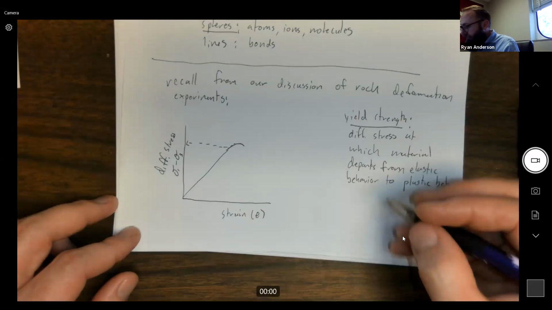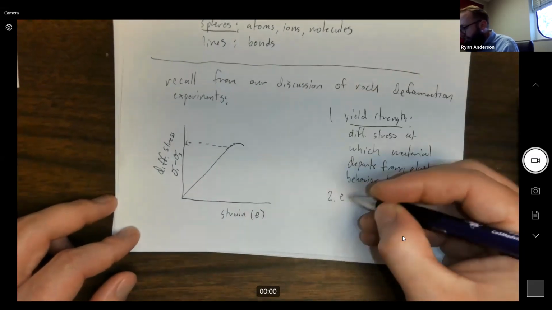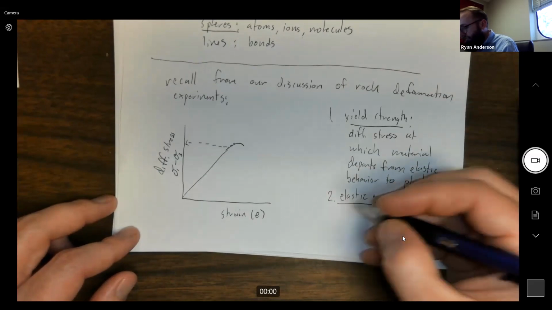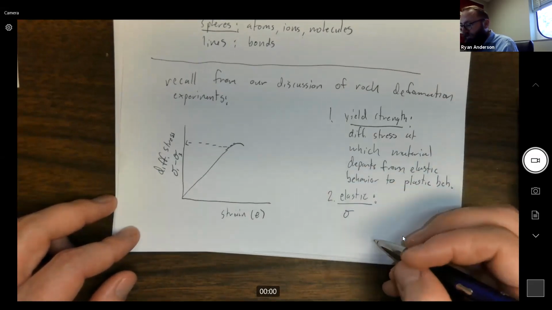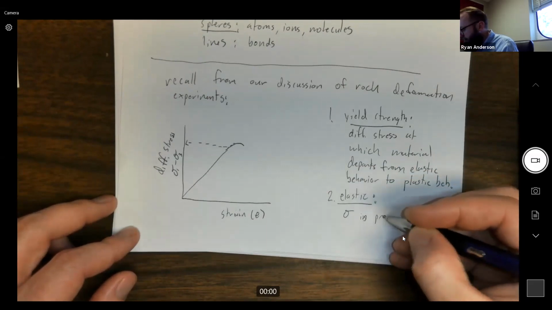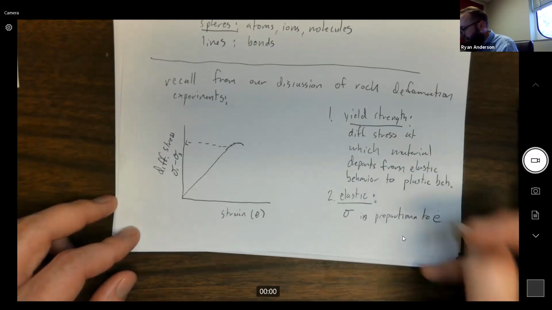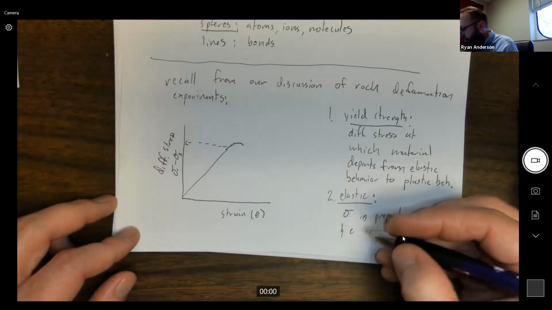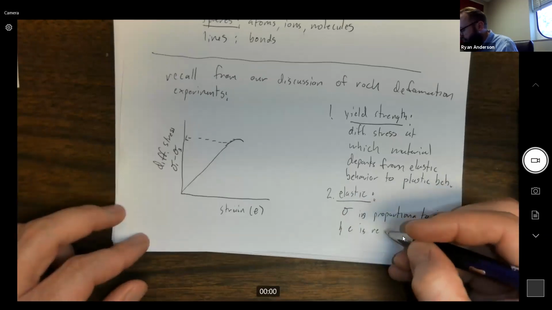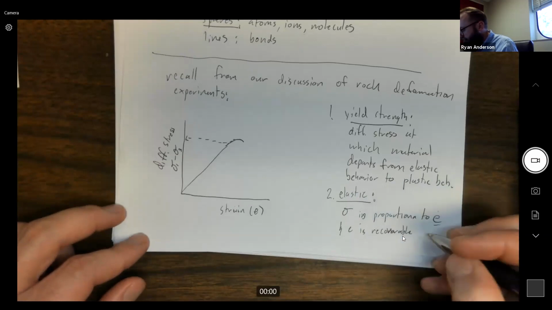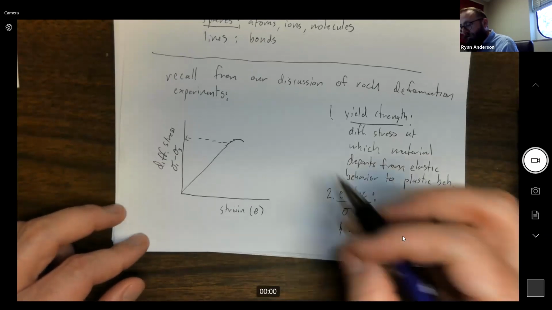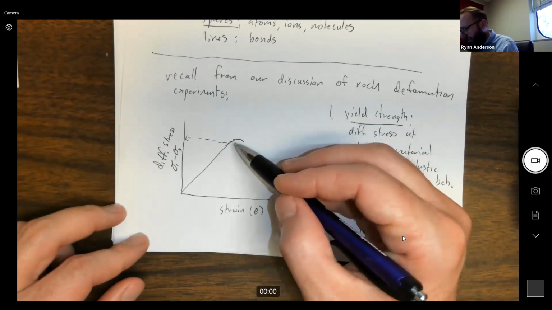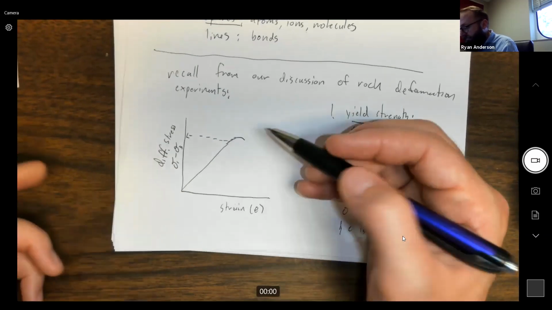And recall too that elastic behavior is defined by stress, remember, sigma is our symbol for stress, being proportional to strain. And strain, E, is recoverable if we let off of the stress during elastic behavior. Once we get up to our yield strength, the material starts to behave plastically, and now we can't recover any of that strain from our crystal lattice, and at some point it fails.